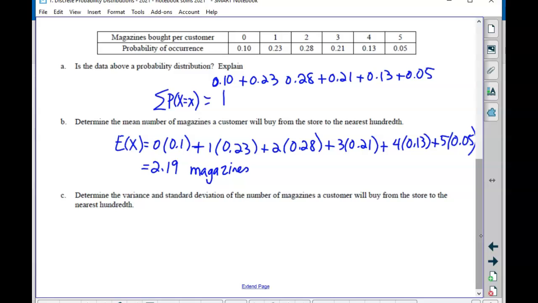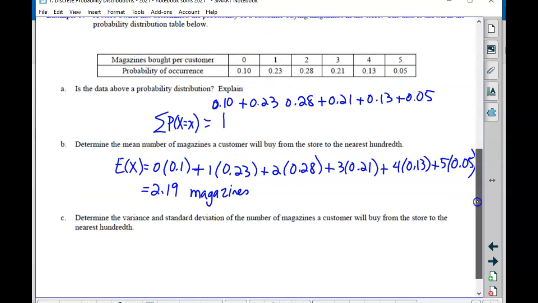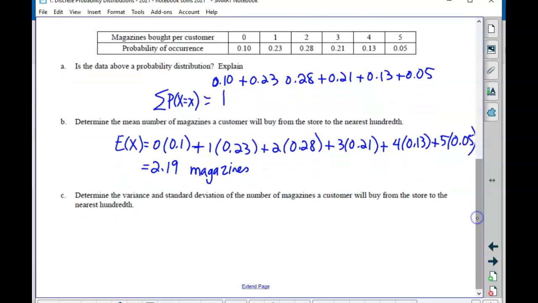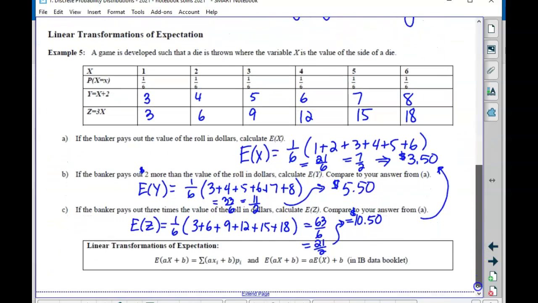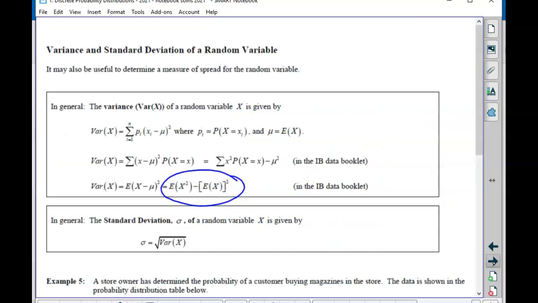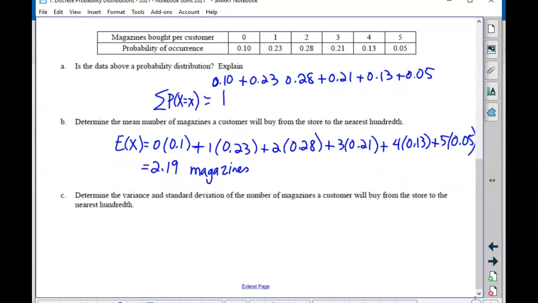Okay, determine the variance and standard deviation of the number of magazines a customer will buy from the store to the nearest hundredth. So that's where we're going to use E of X squared minus E of X, all squared. So the variance. E of X squared. Okay, so we know this now. This is 2.19. We don't know what this is, right?